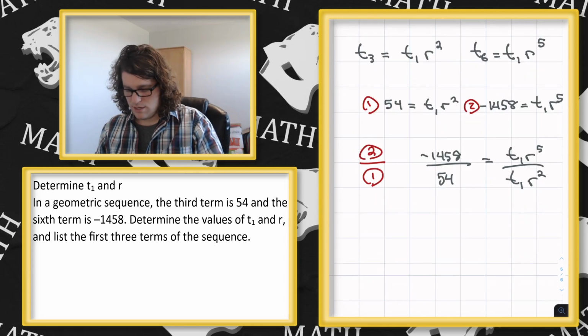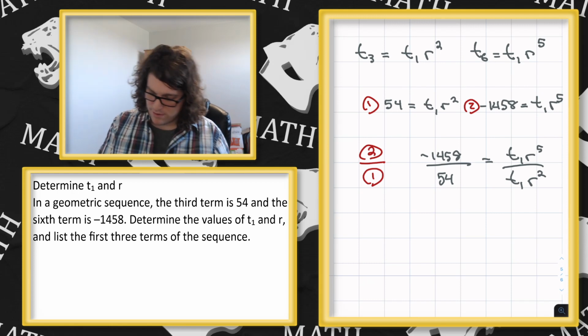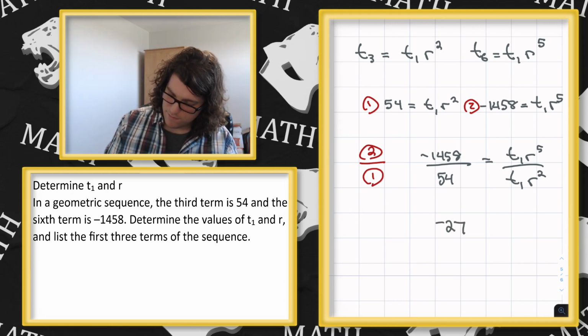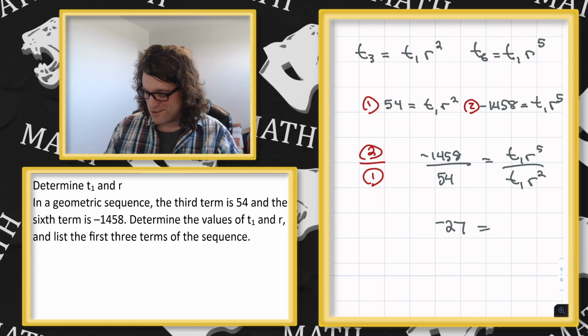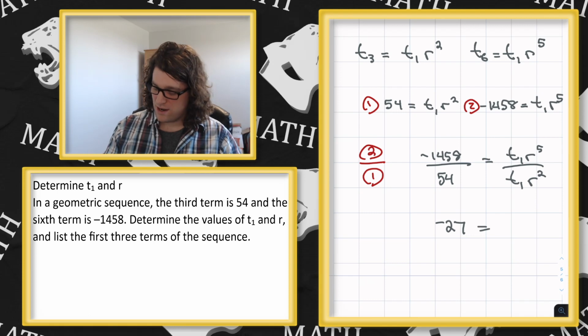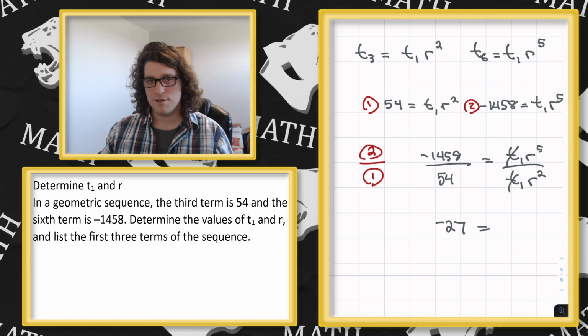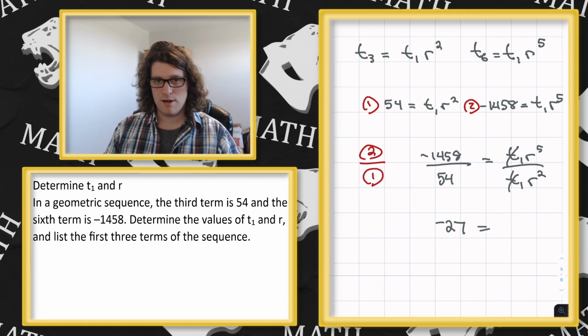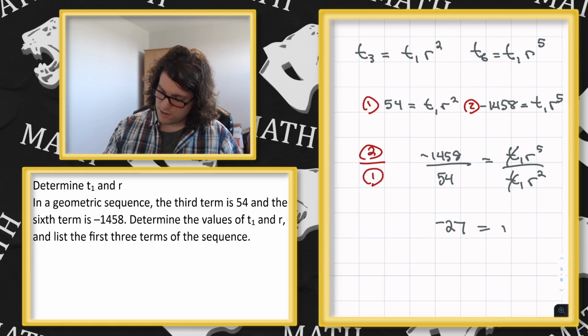So again, I'm not even going to bother trying to do that in my head and making a fool of myself again. All right, so negative 27. Probably could have guessed that it was a perfect cube, but hindsight's 20/20. Negative 27 is equal to T1 divided by T1, which cancels out, and then we have r to the 5th power divided by r squared. The way we can tidy that up is, you have the same base, so you subtract the exponents. So you have r to the 3rd power.